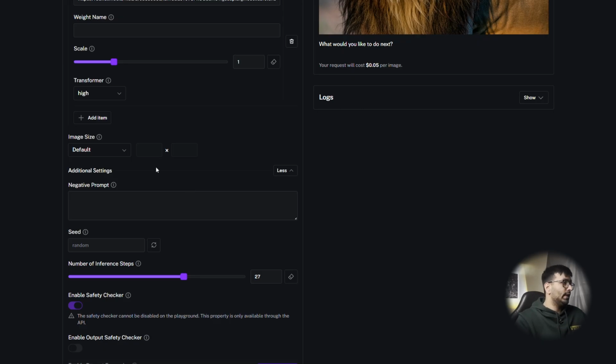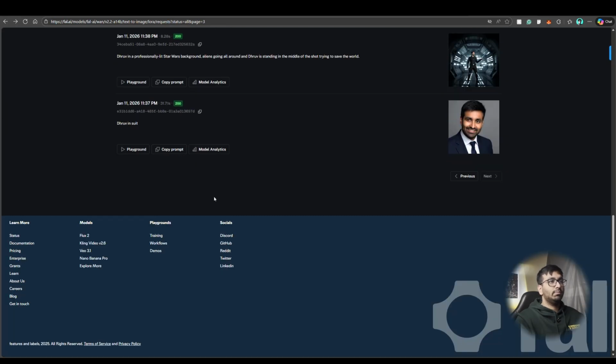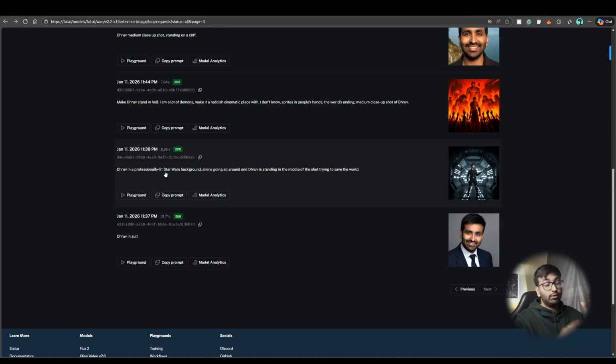One of the biggest problems in this was that initially the model didn't know who I was. So I'll just show you guys what it looked like. I looked like a slob. The first image I got was amazing. I just put Dhruv in a suit, and that's just me in a suit. That's the only thing I wrote in the prompt.